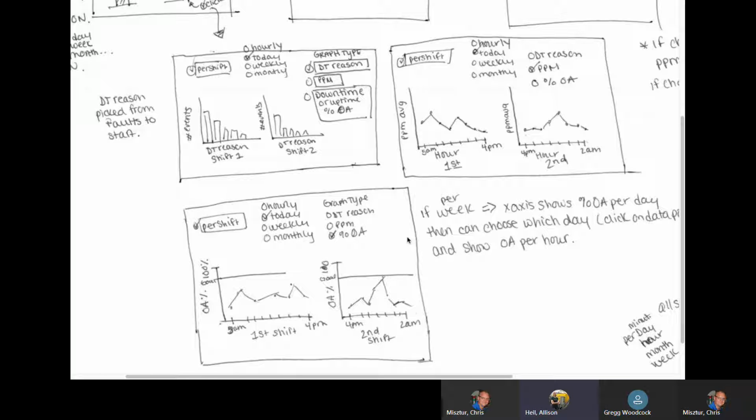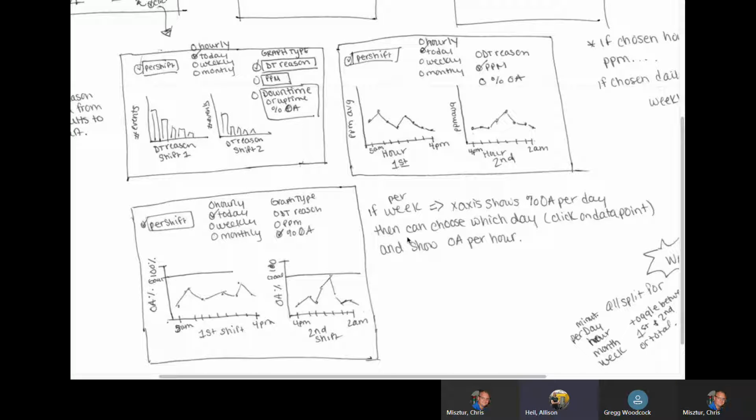Okay, so I think I have a note there that says if per week, then the x-axis shows per day. Yeah, so it's just a scoping. If you click per week, then you'll see the x-axis showing per day. If you click per month, then maybe it'll show per week. Yeah, so you get it. Yep, totally get it.